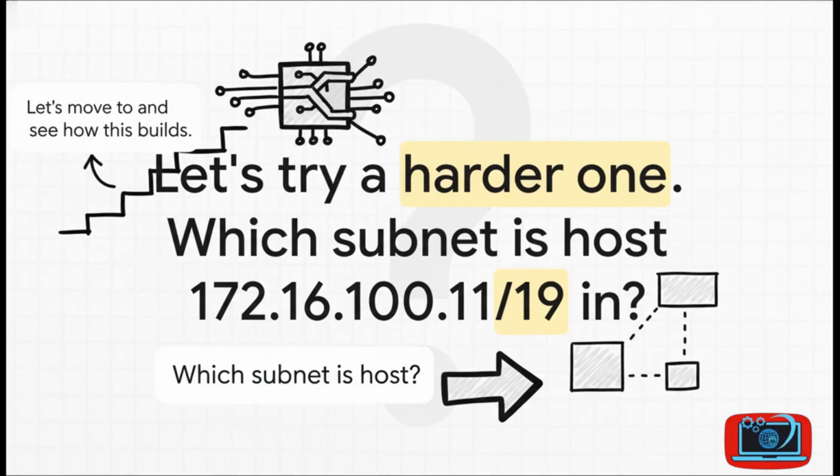I know what you're thinking. That was way too easy. So let's try a trickier one. This is a Class B address. It looks a little scarier, but I'm telling you, the method is exactly the same.